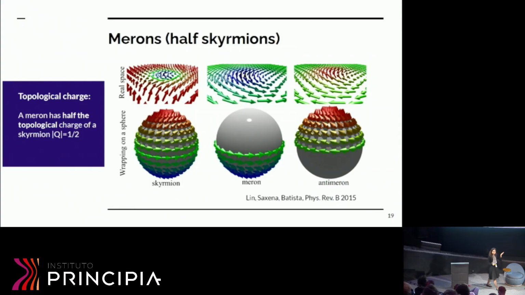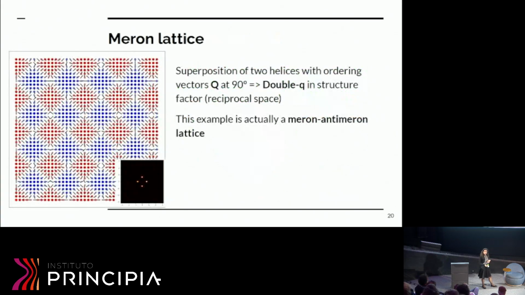So if a skyrmion has a topological charge of -1, the meron will have -1/2, and the antimeron 1/2. So the way you arrange a meron depends on whether you have the core pointing down or pointing up, and then depending on how you draw the x, y, so the in-plane components of the spins, you will either have a meron or an antimeron, okay? And again, you can also build a lattice with a very simple parametrization.